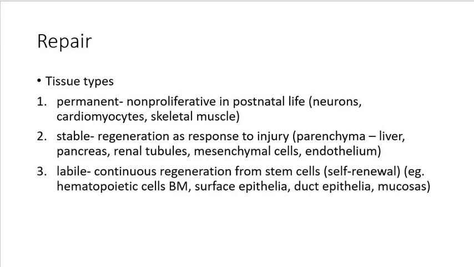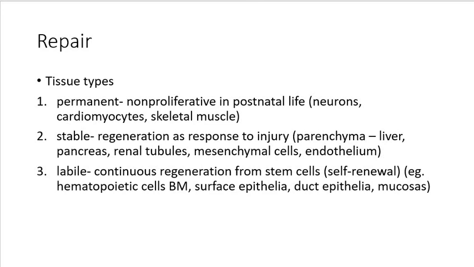So we have 3 types. We must remember these. There is permanent, stable, or labile. Permanent is basically non-proliferative in postnatal life. There cannot be regeneration of neurons, cardiomyocytes, and skeletal muscle. Very important. Do not forget neurons, cardiomyocytes, and skeletal muscle. They are non-proliferative and they will not regenerate. Basically, you will not have new cells of this type forming again.